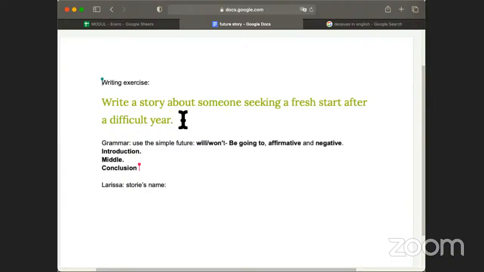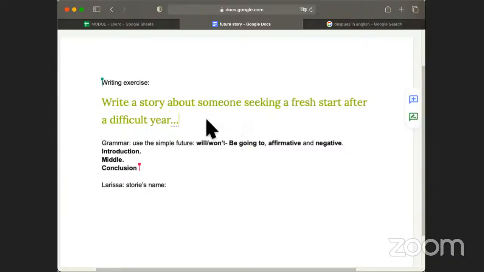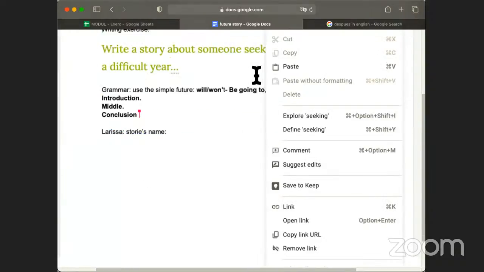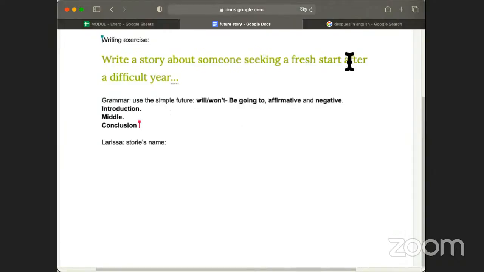Excellent. Great. So, do you understand all the words? Do you understand what's the idea of this story? I don't remember what is seeking. Seeking is related with sight. With seeing, it's like looking for a fresh start. Okay.